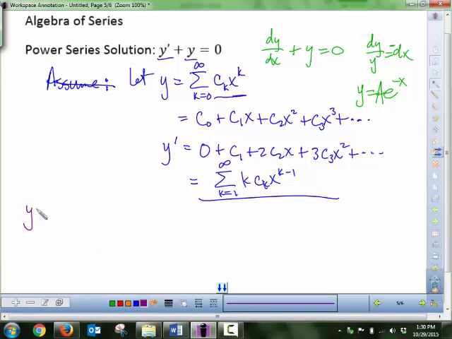So we've got y prime plus y is equal to 0, but let's see how this is going to work out. It's equal to the sum, this is y prime, k equals 1 to infinity of k c sub k x to the k minus 1, plus y, which is the sum, k goes from 0 to infinity, of c sub k x to the k.